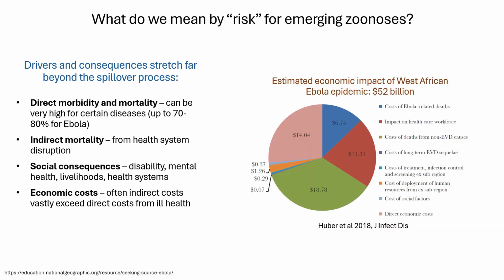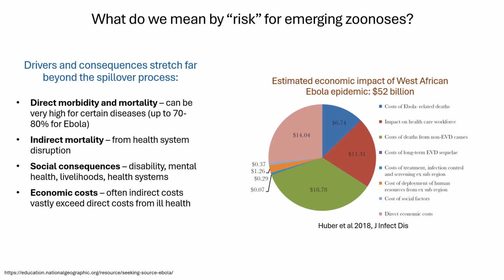So I guess what I wanted to get across through these examples really is that the drivers of risk and the consequences of these infections stretch far beyond that initial spillover process. They're determined not only by the ecological factors that shape spillovers, but also the social factors that shape how epidemics play out, or that shape the consequences of infection, how severe disease might be. And so, if we're thinking about risk, we really need to take this into account.